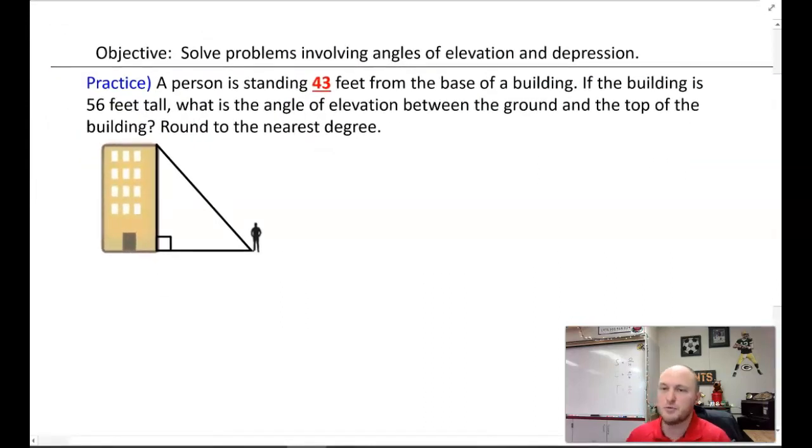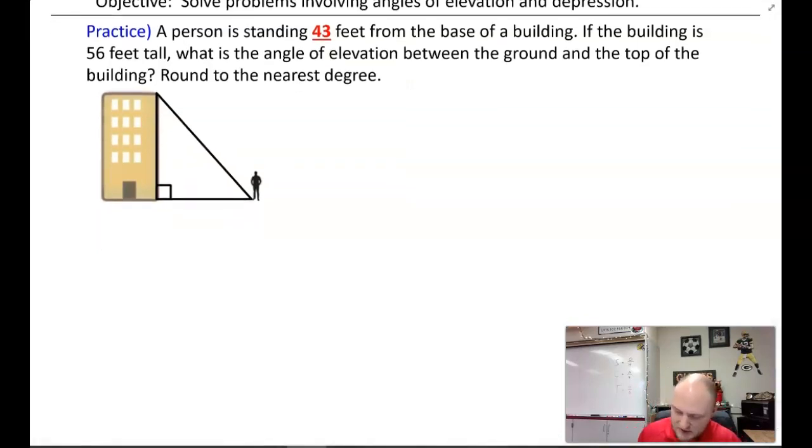Here's a practice problem for you. Please pause the video. Again, I'll throw the information into the diagram, but try it first and then solve the problem. All right, hopefully you paused the video. They tell you a person's 43 feet from the base of a building. So here's the 43 feet. If the building is 56 feet tall, okay, so this is 56 feet tall. What's the angle of elevation between the ground and the top of the building? Well, you're finding this angle, angle x. If you haven't tried solving, pause the video and solve now.